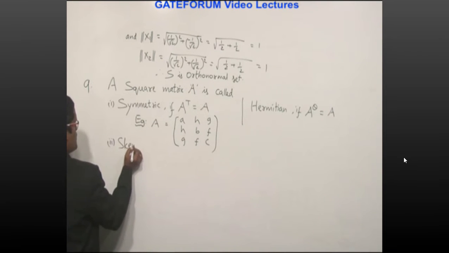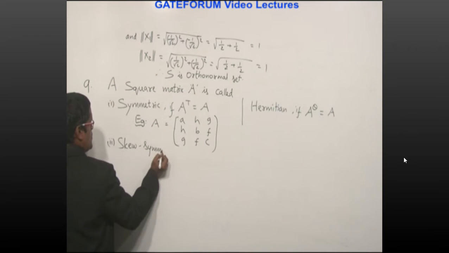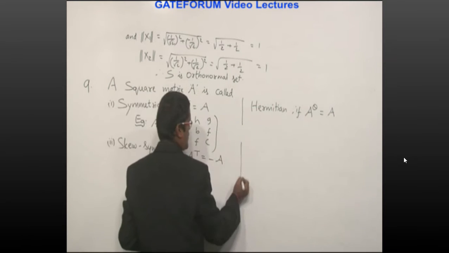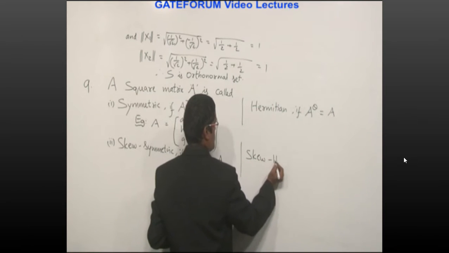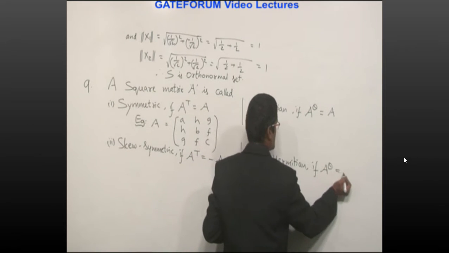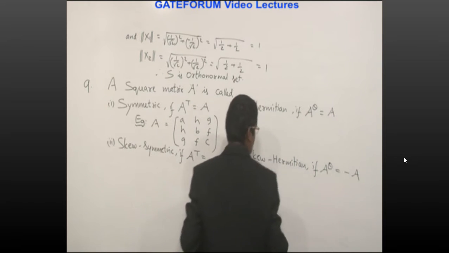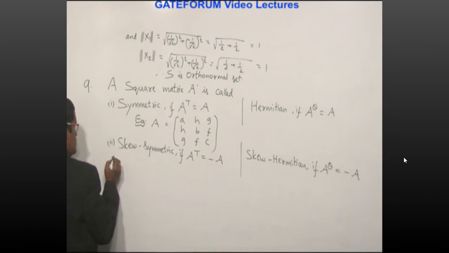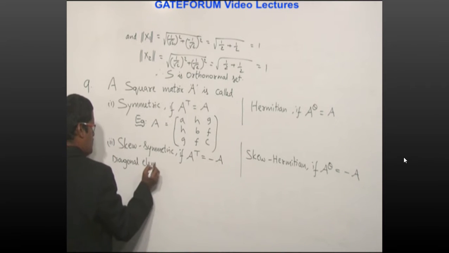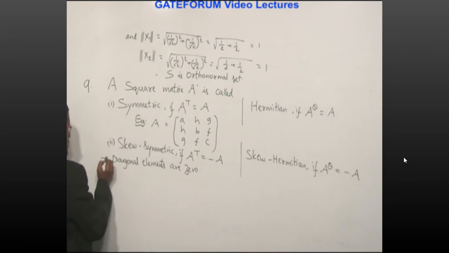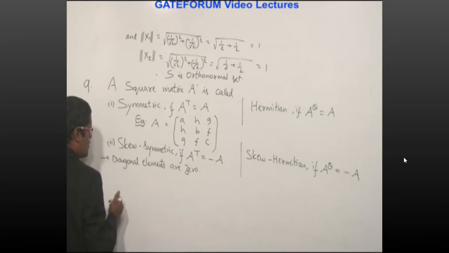Skew symmetric matrix if A transpose is equal to minus A. On the other hand, skew Hermitian if A to the power theta is equal to minus A. So in skew symmetric, diagonal elements are 0. This is one logical point, one important point in the skew symmetric definition.